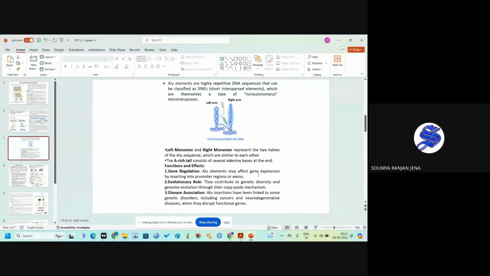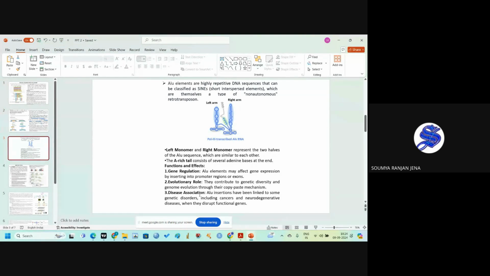ALU elements may affect gene expression by inserting into promoter regions or exons. If it is inserted in the promoter region or exon part, because exons are our protein coding region, if this sequence is inserted in that exon region, the gene will not be functional, so gene regulation will happen.